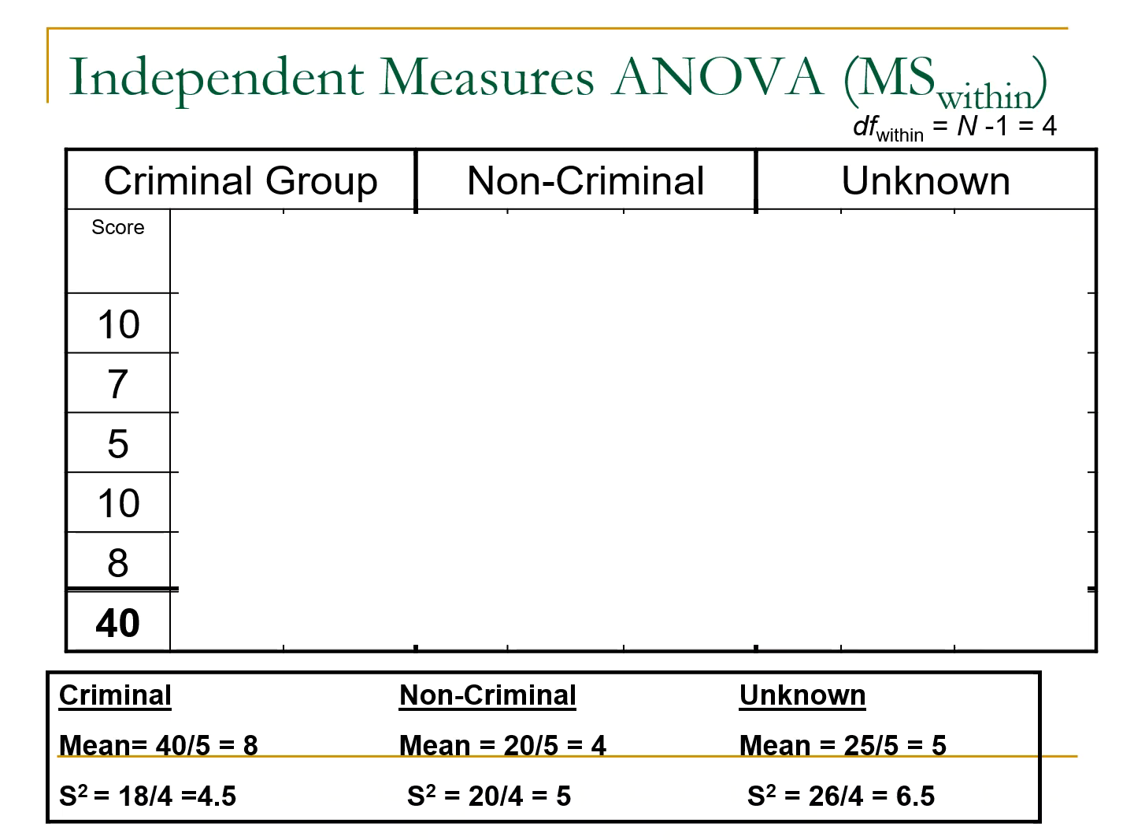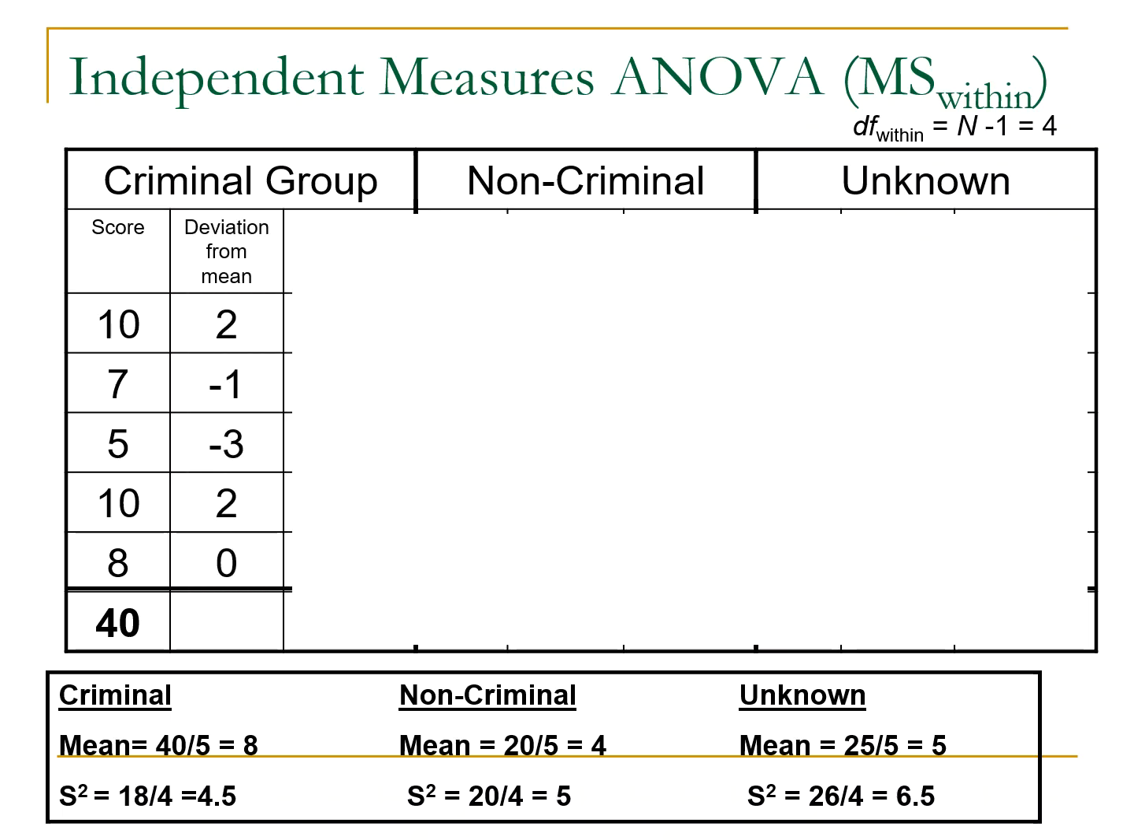What we need to now do is calculate the mean of each group. So for the criminal group, we actually have scores of 10, 7, 5, 10, and 8. It's a total of 40. 40 divided by 5 in the criminal group means a mean of 8. We now create a list of the deviations from that mean. So 10 minus 8 is 2, 7 minus 8 is negative 1, 5 minus 8 is negative 3, 10 minus 8 is 2, and 8 minus 8 is 0.